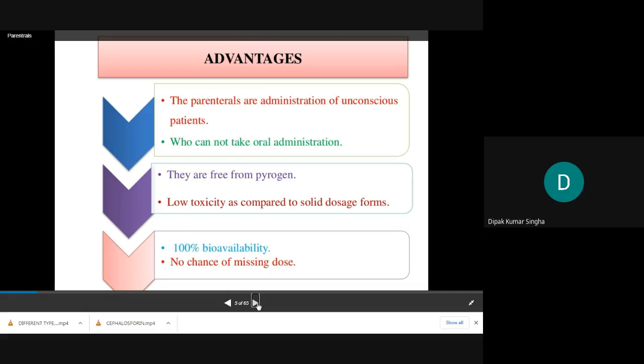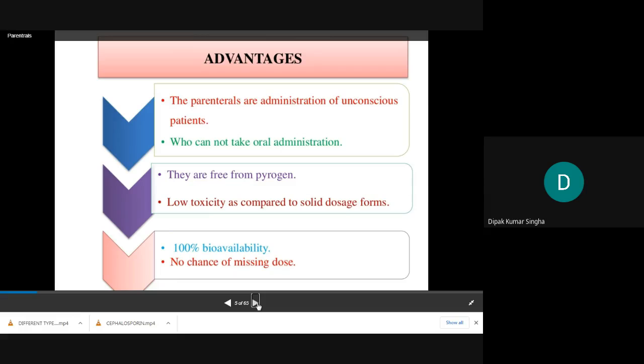That means when you take a drug, if there are 500 milligrams and after administration 500 milligrams go to the circulation, that means 100% bioavailability. But in our body there are some barriers and some metabolism. That's why 100% of the drug cannot reach the bloodstream. So in the case of oral dosage forms, there is no 100% bioavailability.